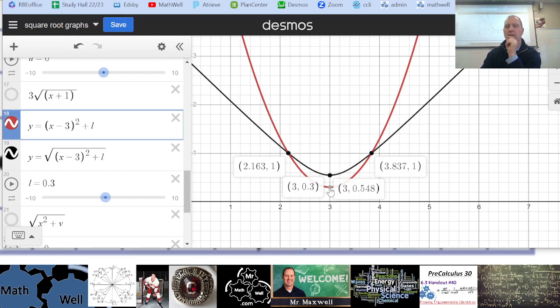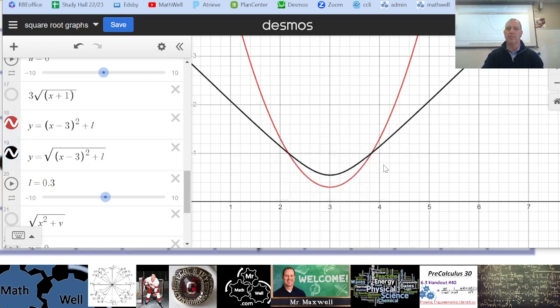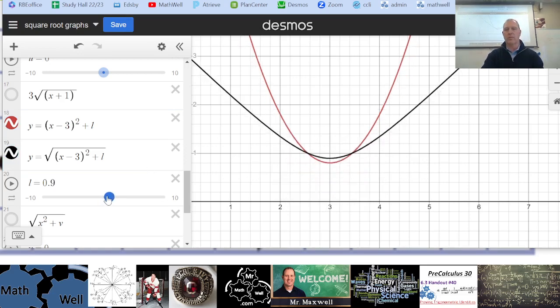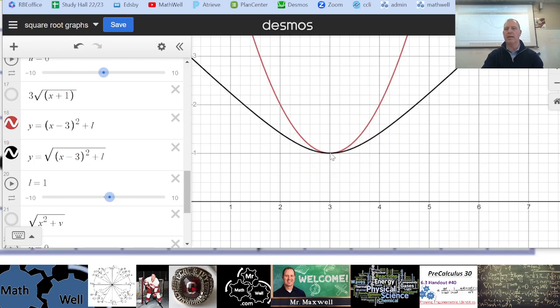This red is the original graph. So the square root of 0.3 is 0.548 up here. So this is the original graph, 0.3. The square root of 0.3 is 0.548. So it's above. This is also above, right? The values are above. So when we get to this point, where y equals 1 is the vertex, the square root of 1 is 1. The square root of 2 is 1.4. The square root of 3 is 1.7, and so on. So it looks like another parabola, doesn't it? Kind of looks like another parabola there.